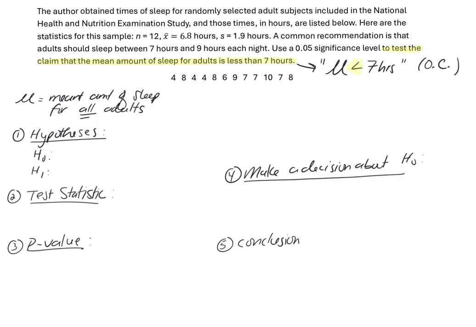So we're testing the claim that on average, adults are sleeping less than 7 hours. This lets us know that we're testing a claim about a mean value. Notice that nowhere in the problem do we know what the population standard deviation sigma is. So because it's unknown, we're going to use a t distribution with degrees of freedom of n minus 1. Here in this problem, I'm going to use red to highlight our sample data. n is 12, so our degrees of freedom is 12 minus 1, or 11.